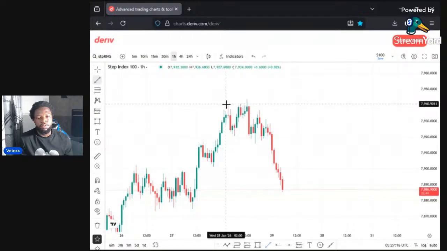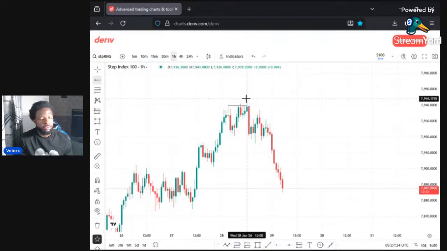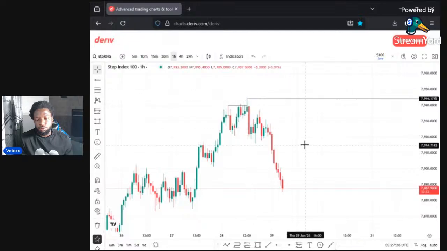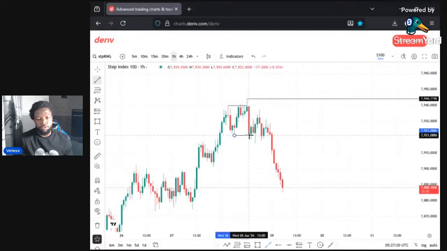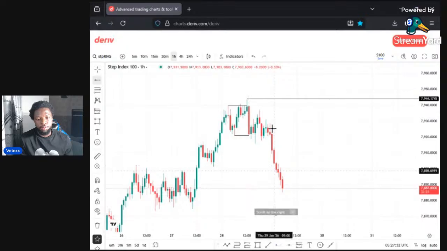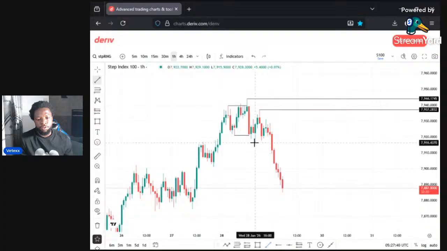So first of all, we have a sweep of liquidity on the 1-hour time frame, and this is our protected high. You have the first break of structure, which is rule number 2. Rule number 3, price retraces 50% to give us for structural liquidity. And rule number 4, we have the second break of structure.